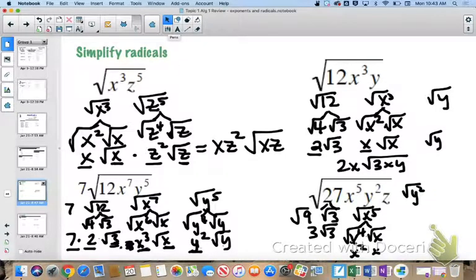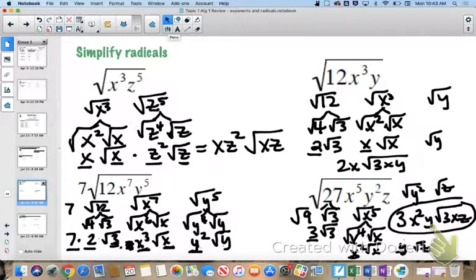Oh, sorry, that was x squared root x. Square root of y squared is just y. And then the square root of z is just square root of z. That doesn't reduce at all. So on the outside, we have 3 x squared and y. And on the inside, we have 3x and z. All right, so that's that one right there.